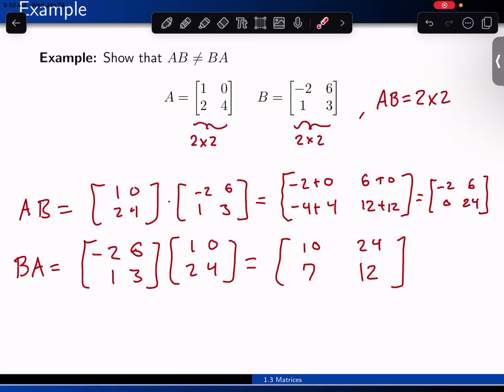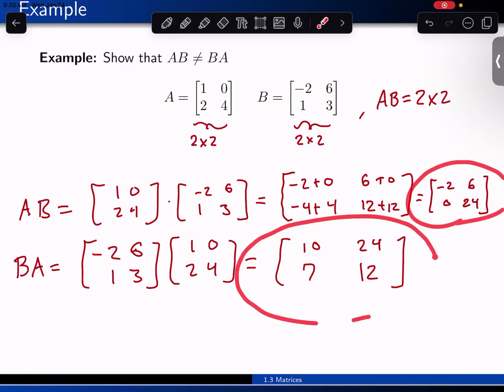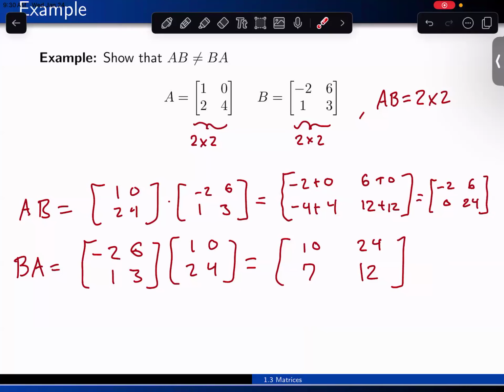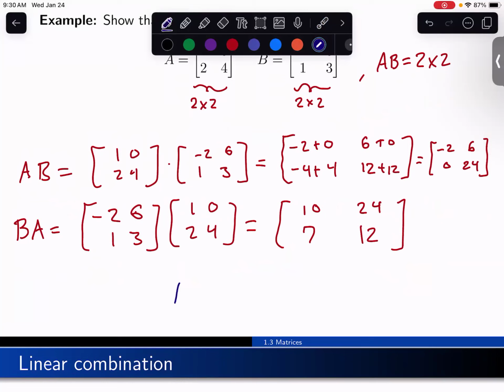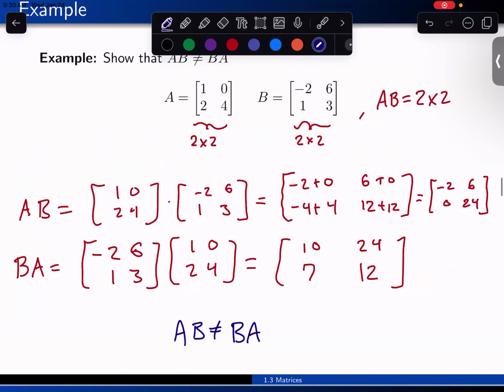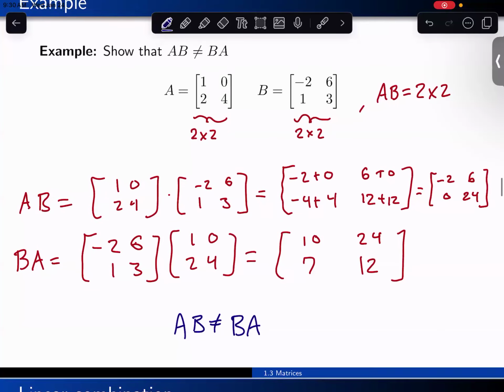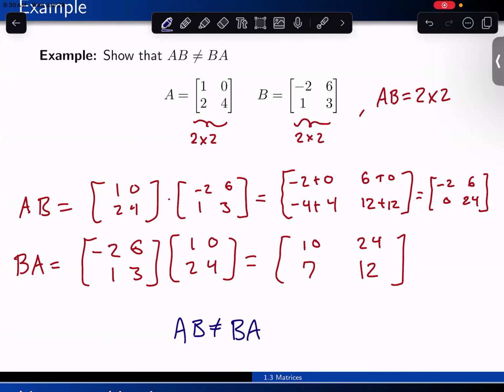And so you can see these matrices really aren't even close to being equal to one another, right? And there's really no reason to expect them to be equal. Once you switch the order, it's a completely different equation in a sense, because you're changing which vectors you're dotting with one another. So you should expect a wild variance. The main conclusion I'm getting at here is that AB is not equal to BA. So in general, you can't switch the order of matrix multiplication. Okay, any questions here?